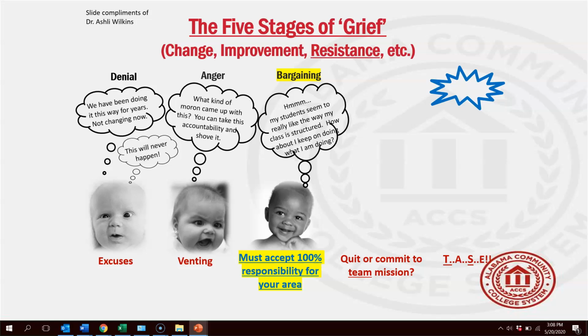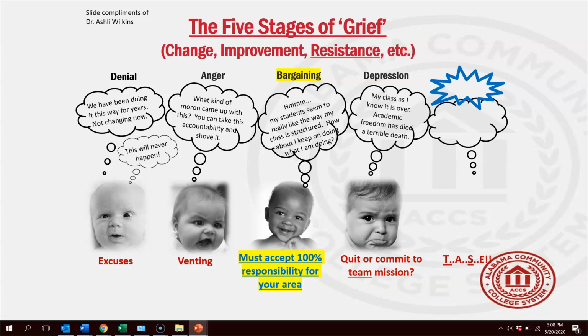Now that acceptance of responsibility is usually a conditional thing. Well, what about if I just change one or two things? I don't have to really change all five of them, do I? So it's that bargaining phase. But at least in the bargaining phase, you're almost to acceptance. Unfortunately, sometimes after that comes a little bit of a depression. Deciding whether I want to stay in this game and commit to the mission or just move on.